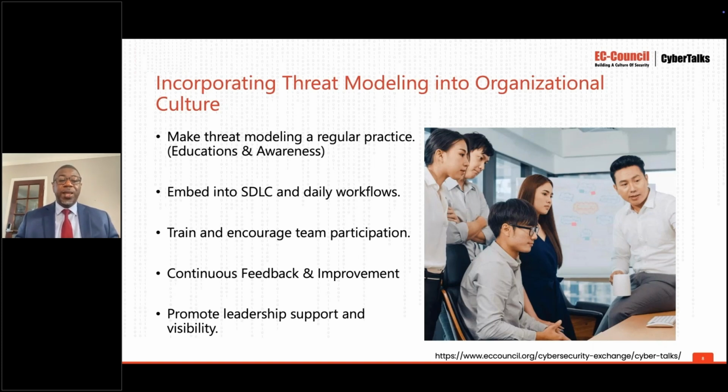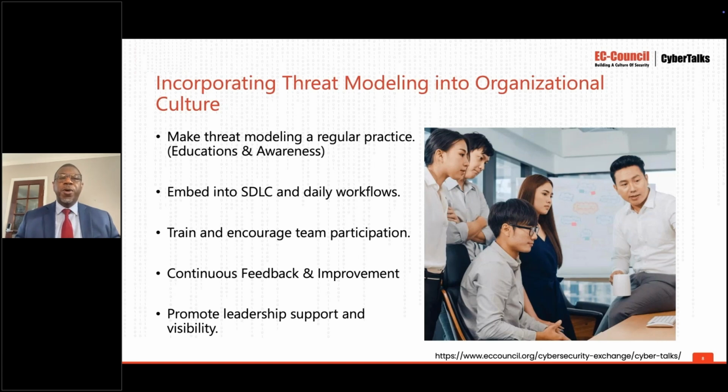You want to train and encourage team participation. There's nothing more important than ensuring that your team are fully trained. I cannot say that enough. Train your team. If your team will be working with you on threat modeling and protecting the organization, you want to provide them with the necessary training. You also want to find ways to include them and give them ownership, make them feel that they have ownership of the whole threat model, the whole security environment, and you want to consistently help them in that area.